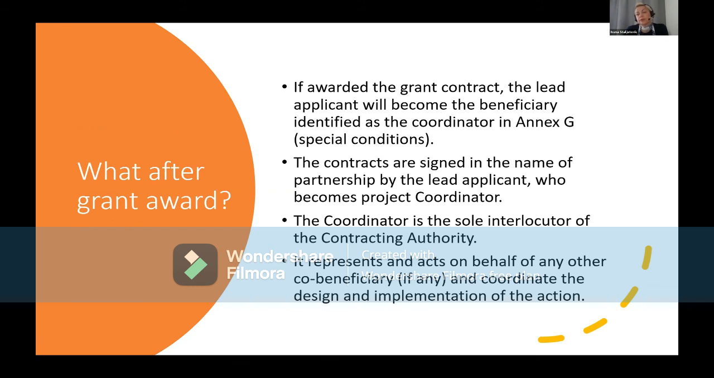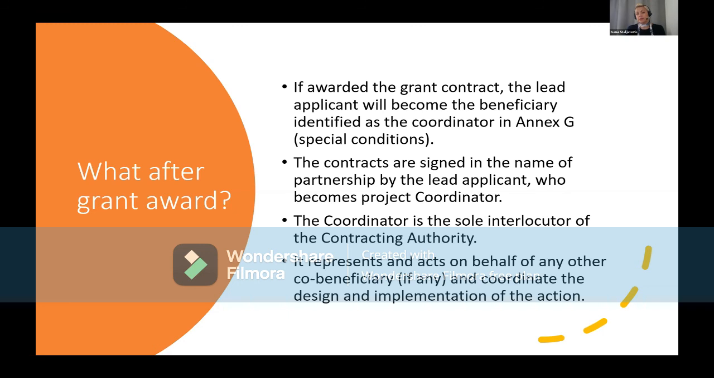If you are awarded the grant contract, the lead applicant will become the beneficiary, which is called coordinator. You can see this term in the special conditions of Annex G, zip file, before the zip file of your future grant contract. So these are special conditions. And the contracts are signed in the name of the partnership, if you have partners, by the lead applicant, who becomes project coordinator.